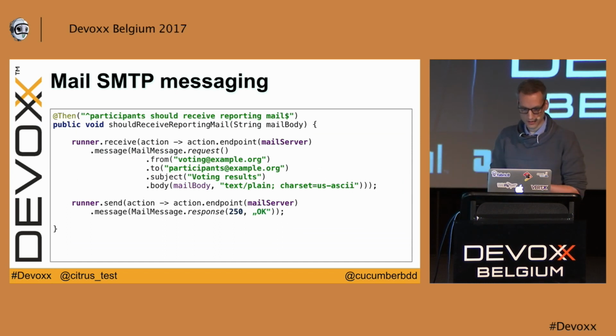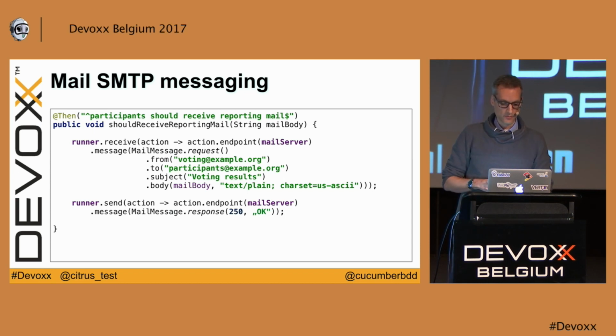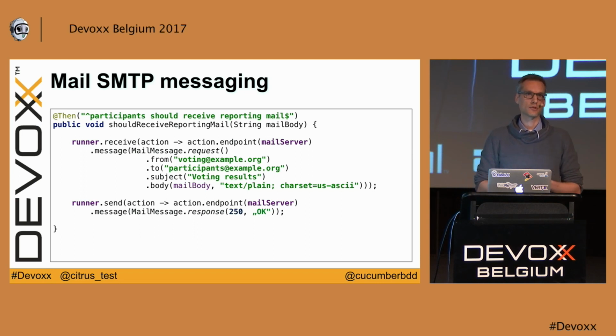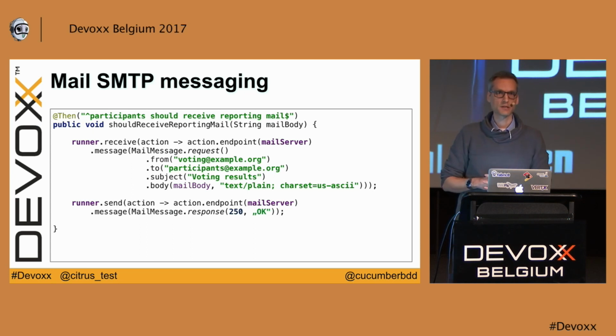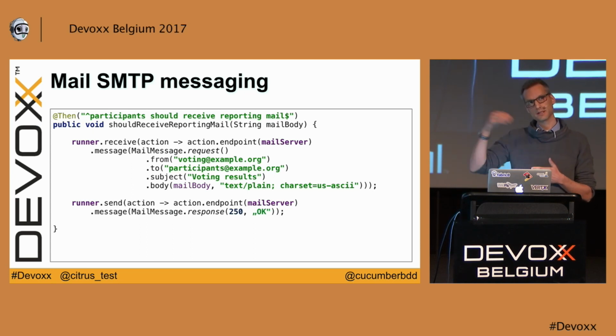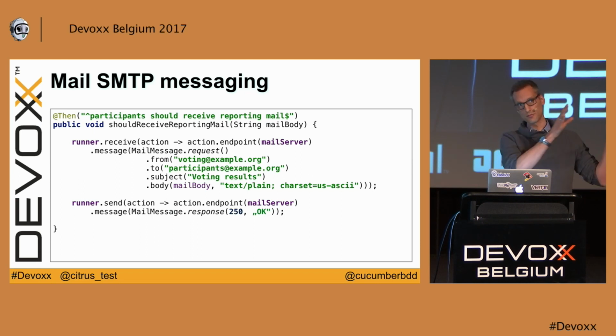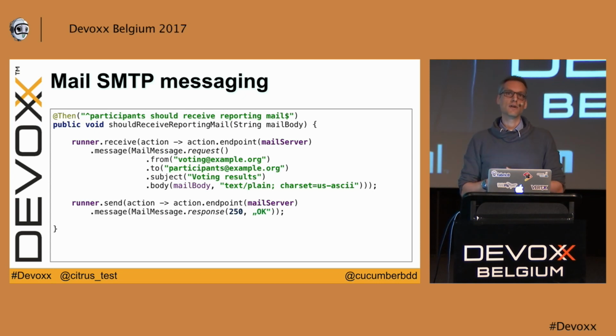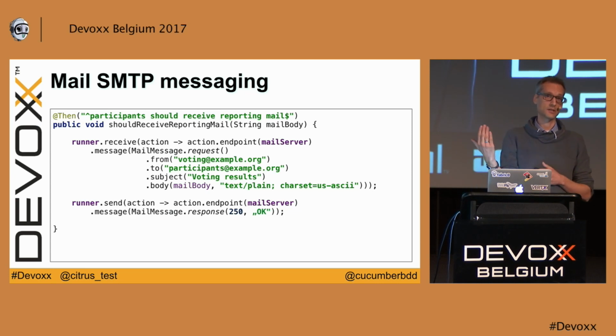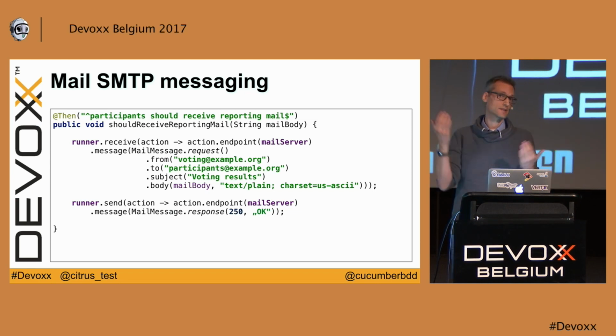So for receiving a mail content, we also use the runner API. We say runner.receive. We just say, okay, now the mail server is our endpoint that we receive the message from, and we can give an expected mail message content. And this mail content, of course, has a from, a to, a mail subject, and the body is passed in again as a method argument coming from the Cucumber specification file. And then Citrus is able to do a very powerful comparison of the real message that arrived at the mail server and this expected content.